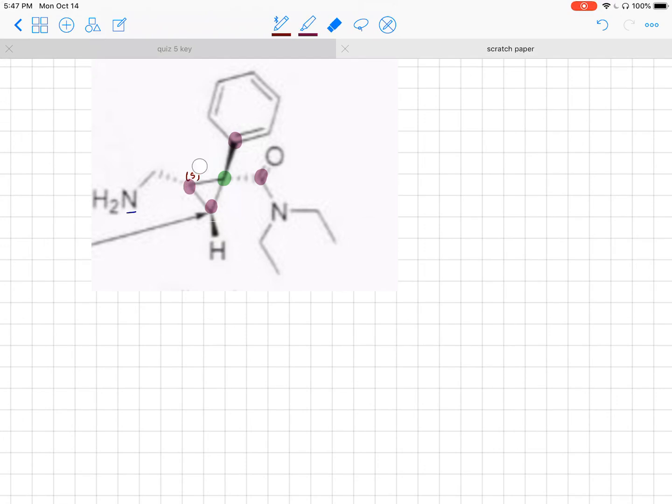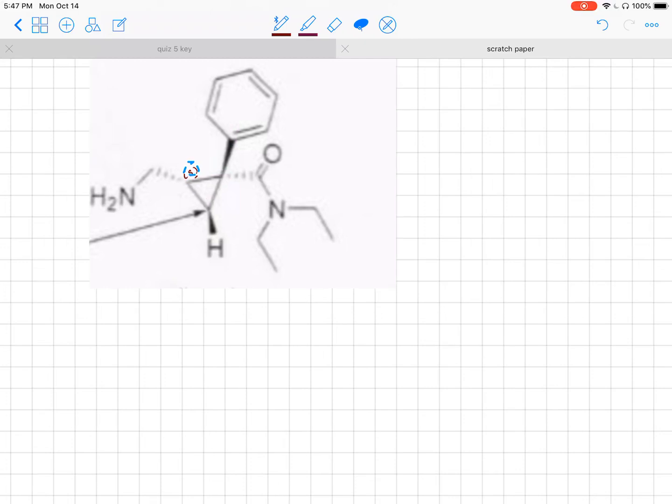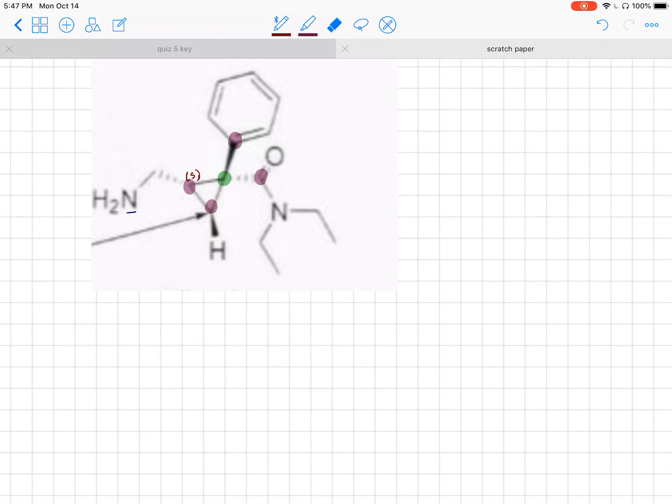Oh, let's erase this S. Oh wait, no, that S does go there, sorry. Let's just move it out of the way though. Oop, that's not gonna work. Let's just remember that this one is an S. We don't want it to get in the way of our numbering.